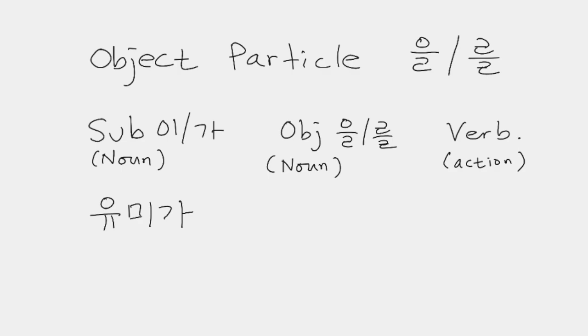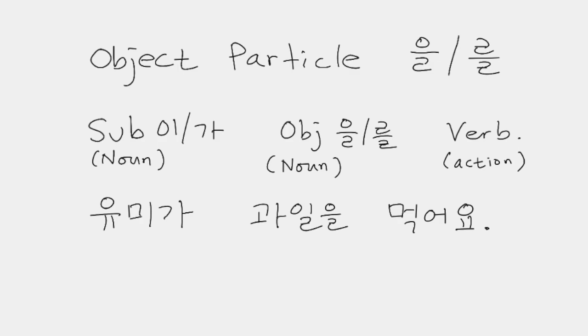So, fruit, 과일. And we must mark 과일 with the object particle. And which one? It's 을. So you will use 을 when the noun ends in a consonant. 과일을, and then let's write in polite form. Eat, 먹어요. So 유미가 과일을 먹어요. Yumi is eating a fruit.